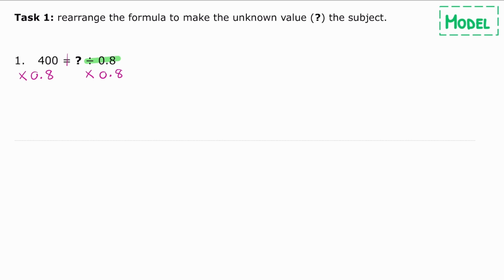Now, here's the key idea. If you multiply and divide by the same number, you always get 1. So for instance, 0.8 divided by 0.8 is 1. And anything multiplied or divided by 1 is the same. For instance, 10 divided by 1 is still 10. 10 times by 1 is still 10. So we can ignore this step and simplify by cancelling out the opposite functions that appear on the same side of the formula. So our formula now reads 400 times by 0.8 equals question mark. That's pretty straightforward and it's easy to solve. Now the unknown value is isolated and we have successfully rearranged the equation.